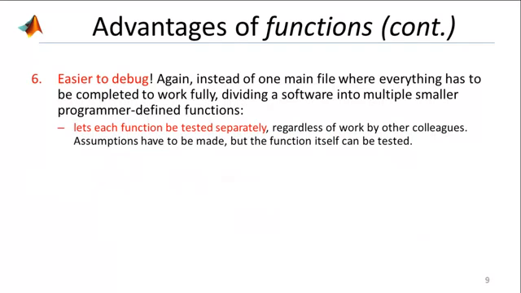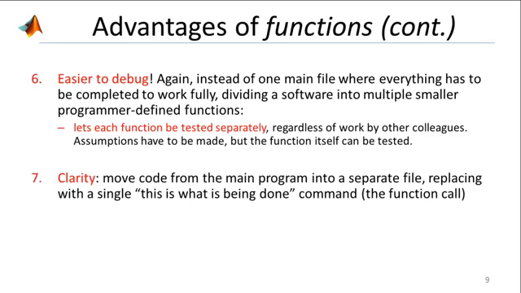It's also easier to debug. Again, big picture versus small picture. Would you like to debug 1,000,000 lines, or would you prefer focusing on maybe 100? Each function can be tested separately. It might require the programmer to assume values, of course, but it can be looked at individually, so it's very easy to debug. Clarity: we can move the code from the main program into a separate file, replacing it with a single command saying what is being done. That's the function call.